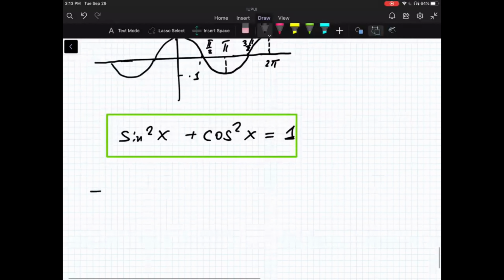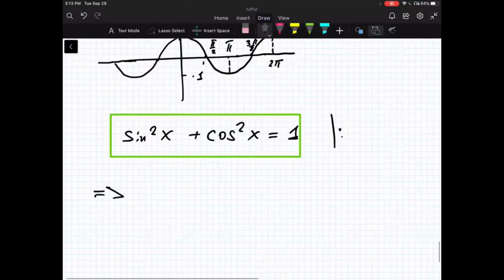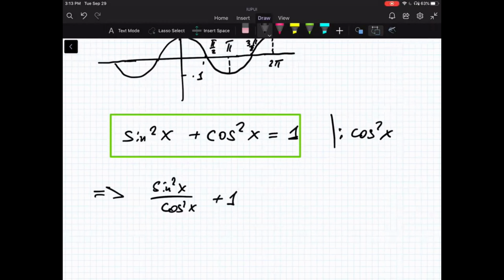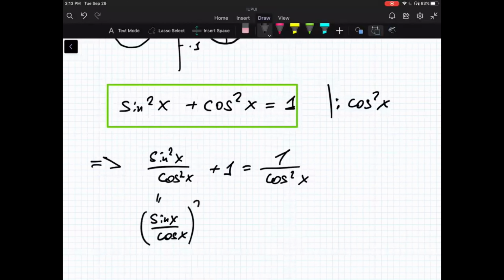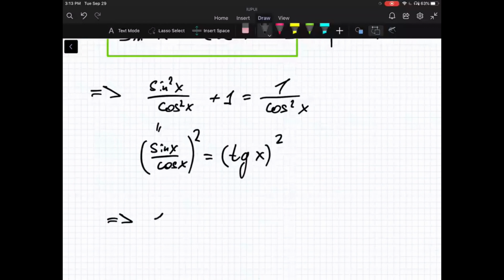And from here, for example, if you divide by cosine squared, what you'll get? You'll get sine squared of x divided by cosine squared of x plus 1 is equal to 1 over cosine squared of x. But this is the same as sine of x divided by cosine of x squared, which is tangent of x squared. And so you get another identity that 1 plus tangent of x squared is equal to 1 over cosine squared of x.